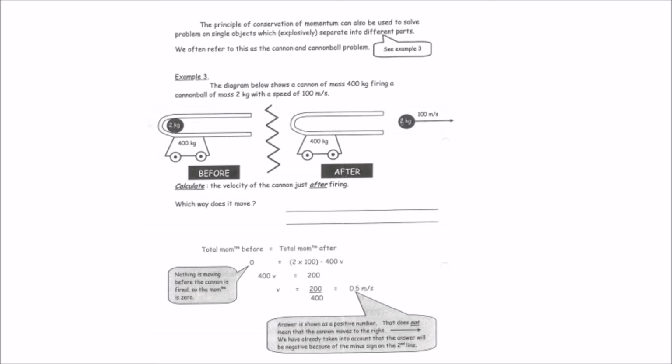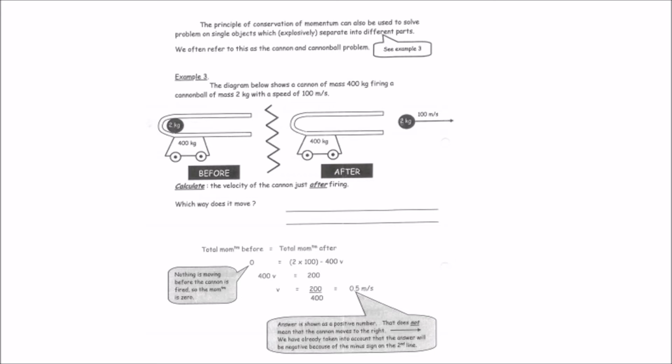So before, there is no momentum, everything is stationary. And then after, the 2 kilogram cannonball flies left to right at 100 meters per second. So there must be a recoil of the cannon moving slightly right to left to counteract that, to give a total momentum of 0. Okay, so if you look at the numbers here, there's my momentum of the cannonball, there's my mass of the cannon. The minus is reflecting the fact that it's moving right to left as a recoil, and the answer comes out as 0.5 meters per second.